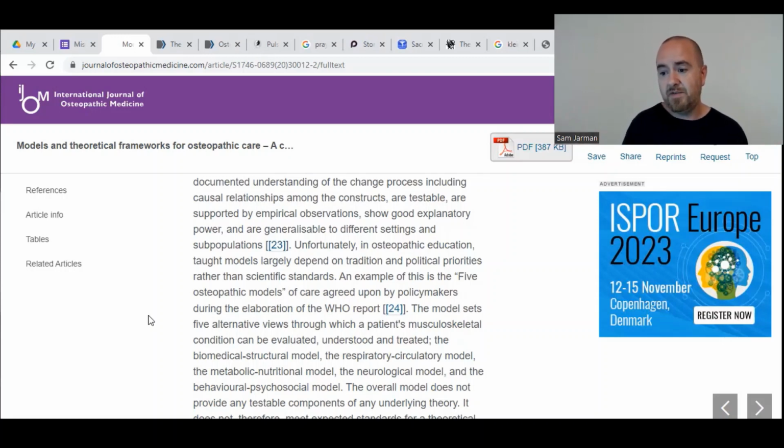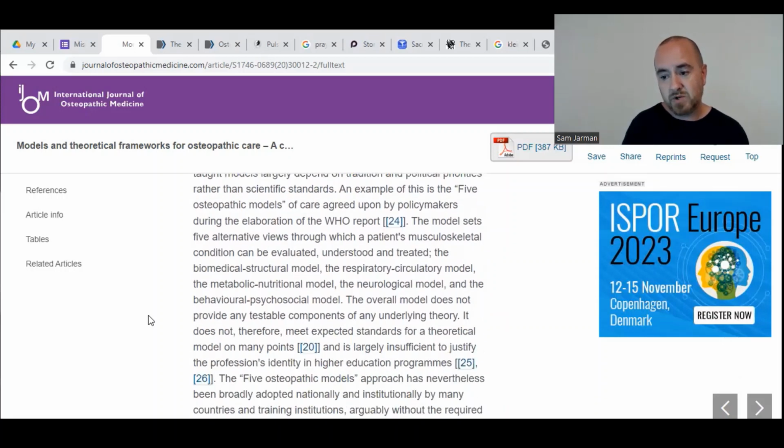The model sets 5 alternative views through which a patient's musculoskeletal condition can be evaluated, understood, and treated. The biomedical structural model, I think that might be biomechanical. Yeah, that should be biomechanical. Please excuse my small glitch in my system. The respiratory circulatory model, the metabolic nutritional model, the neurological model, and the behavioral psychosocial model.